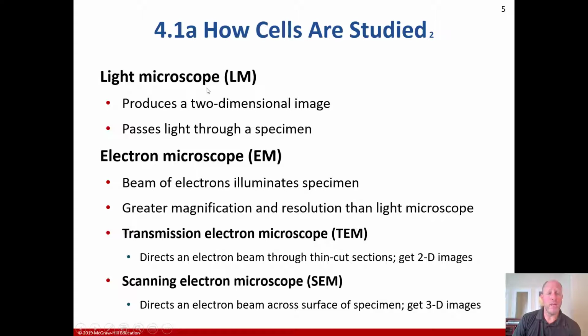That being said, light microscopes, or LM, produce a two-dimensional image and pass light through a specimen. An electron microscope uses a beam of electrons which illuminates the specimen. It has a greater magnification and resolution than a light microscope.